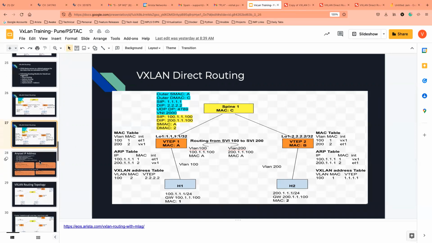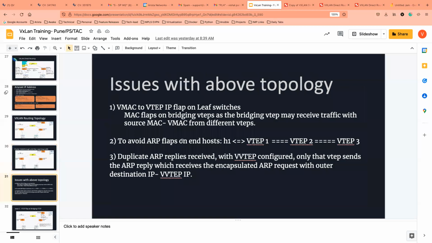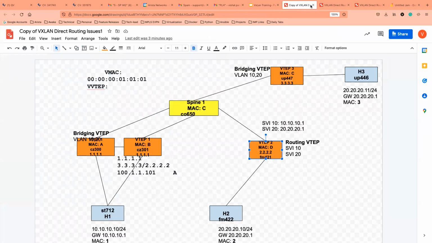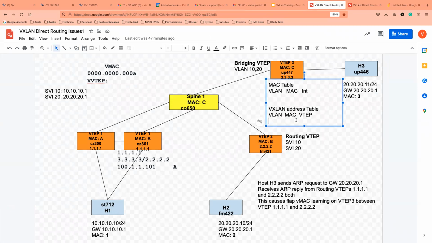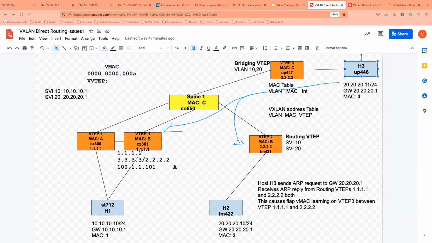Okay, so now let's go to the problems, which Rohit has already mentioned. So let's again discuss this. See, H3 wants to communicate to the gateway. H3 sends out an ARP request for the gateway. It will be flooded to both the VTEPs. Both the VTEPs will receive this ARP request, and they have to reply back. So let's say a VTEP will reply back with an ARP reply.